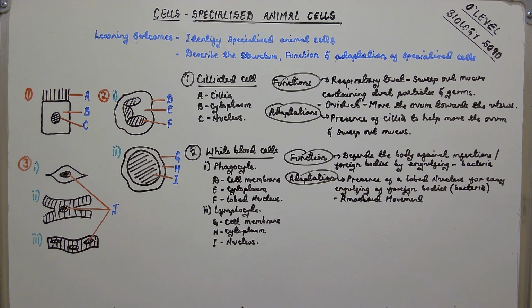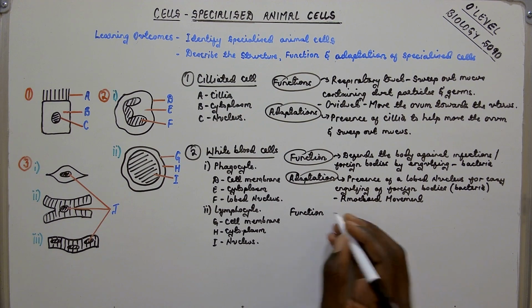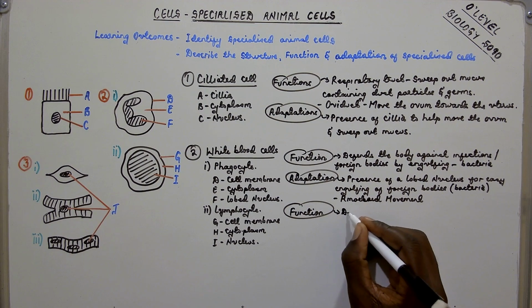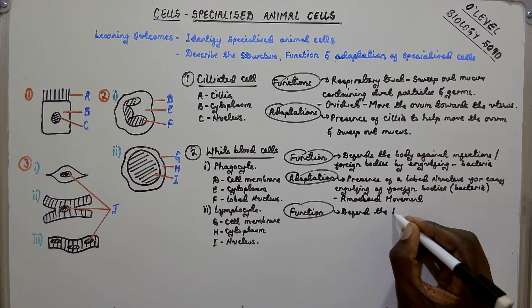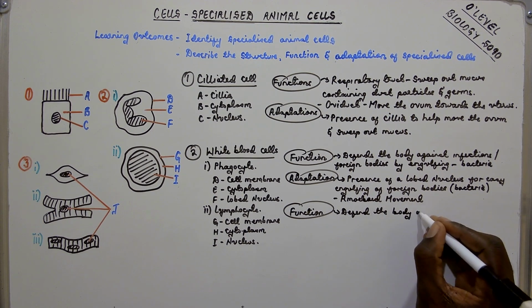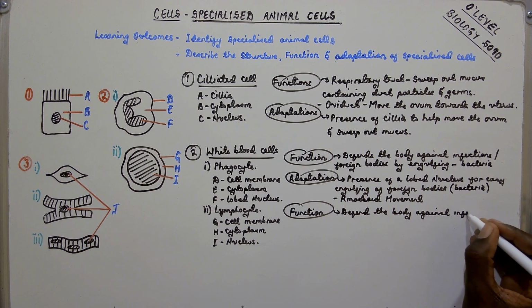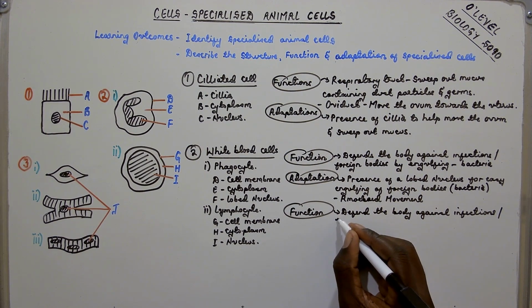Let's look at now the lymphocytes. What are the functions of the lymphocytes? So say function of the lymphocytes. So these lymphocytes defend the body as well. But how do they defend the body? Okay, so say they defend the body against infections, or rather we just say foreign bodies.